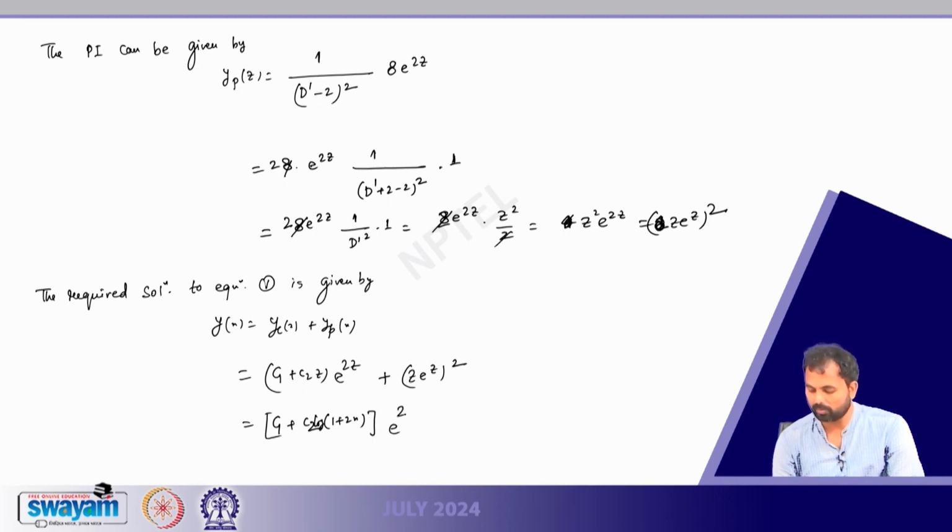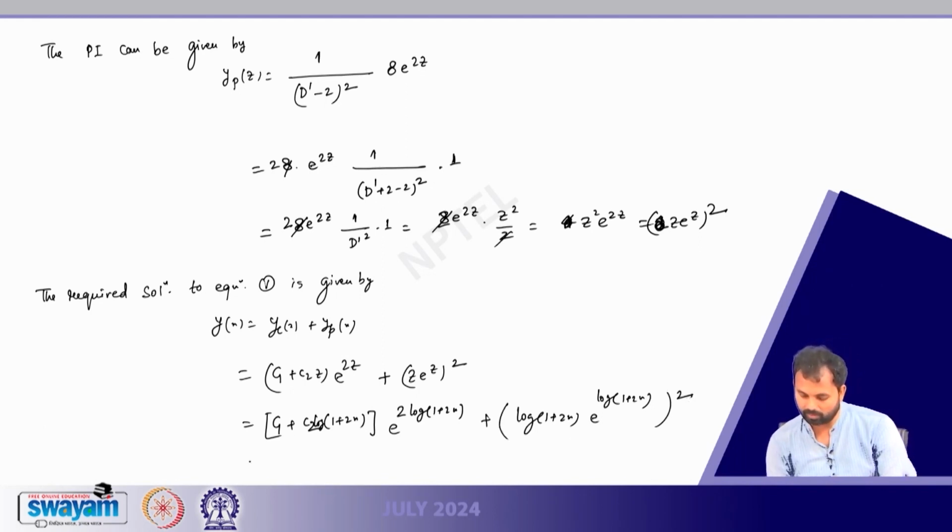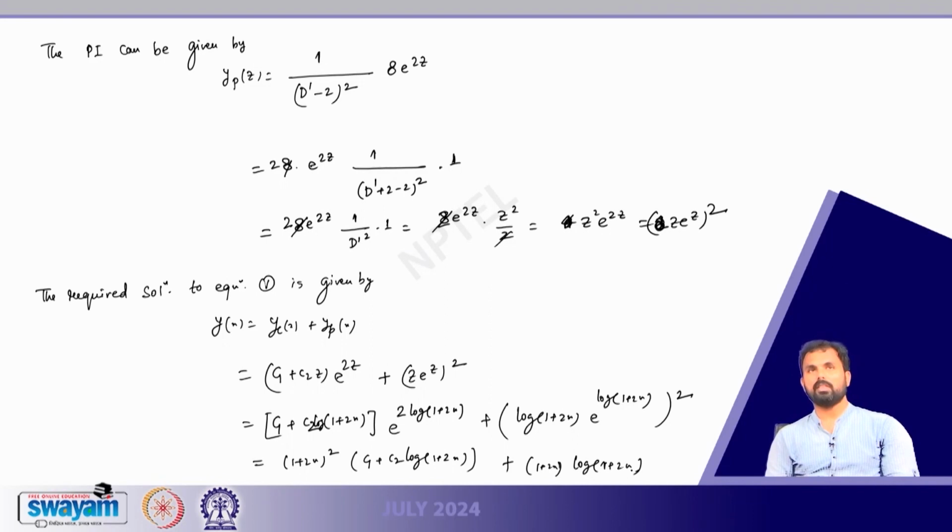and then this will be e to the power 2 log of 1 plus 2x plus log of 1 plus 2x e to the power log of 1 plus 2x and whole square. So, I believe it can be further simplified. So, 1 plus 2x whole square c1 plus c2 log of 1 plus 2x plus this will become 1 plus 2x log of 1 plus 2x. I hope this calculation is correct.